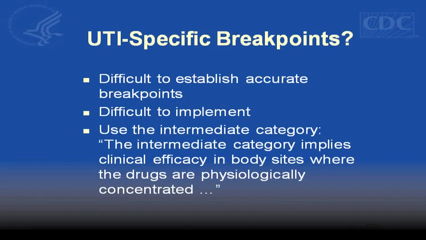So why don't we have urinary tract specific breakpoints? For a drug like cefazolin, it makes a lot of sense. The problem is that it's difficult to establish accurate breakpoints in the urine and very difficult to implement. And for this reason, the intermediate category has been identified as those isolates that could be successfully treated at alternative body sites, such as a urinary tract infection.